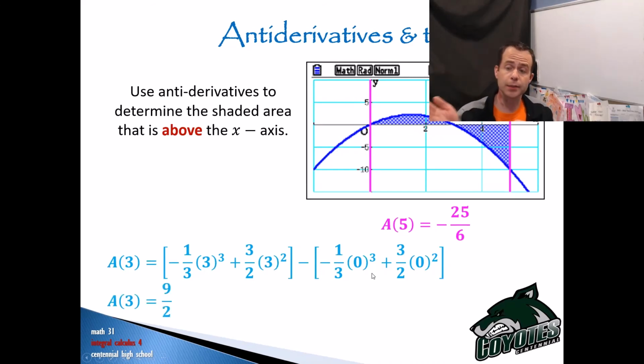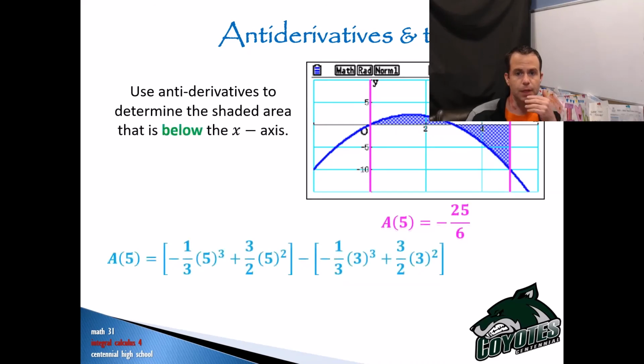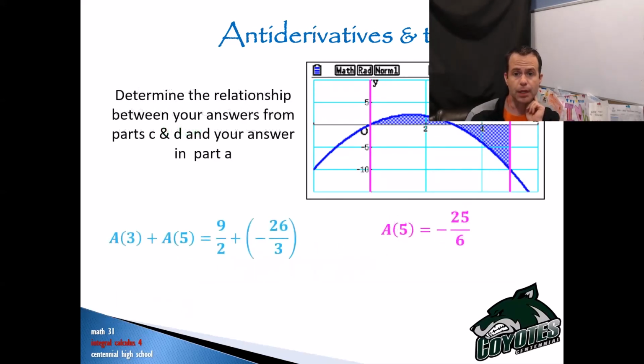Then I'm going to look at the next one. The next one would be from 3 to 5, so that means I'm going to look at F of 5 minus F of 3. The portion that's below the x-axis would be F of 5 minus F of 3, and that would give me negative 26 over 3. So the first question is, where does that negative 25 over 6 come from? Well, it's actually those two pieces added together. 9 over 2 plus negative 26 over 3 gives me that negative 25 over 6 that I originally got.